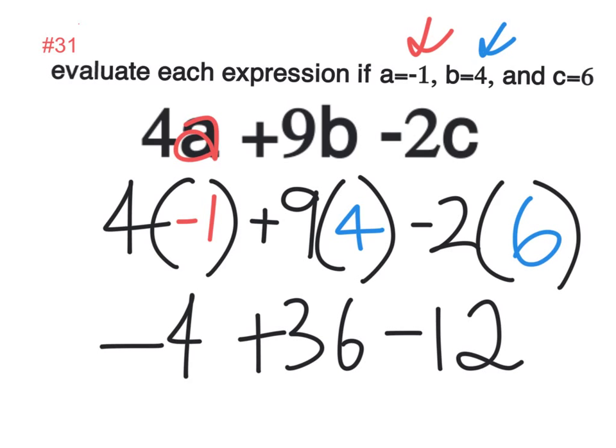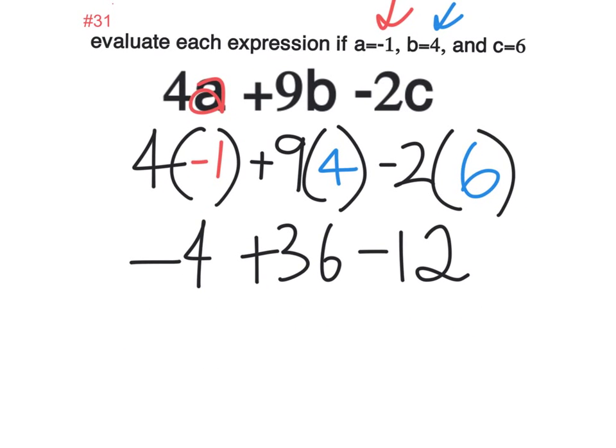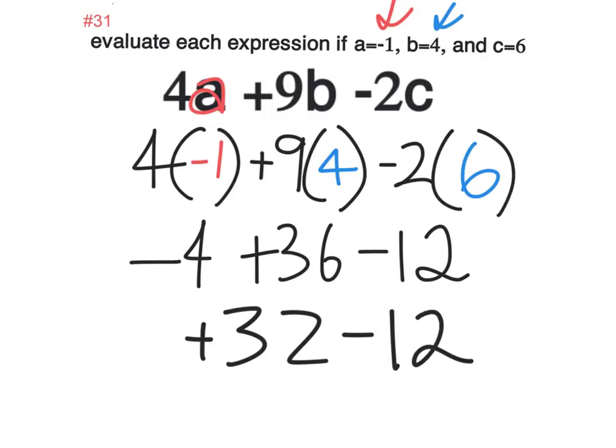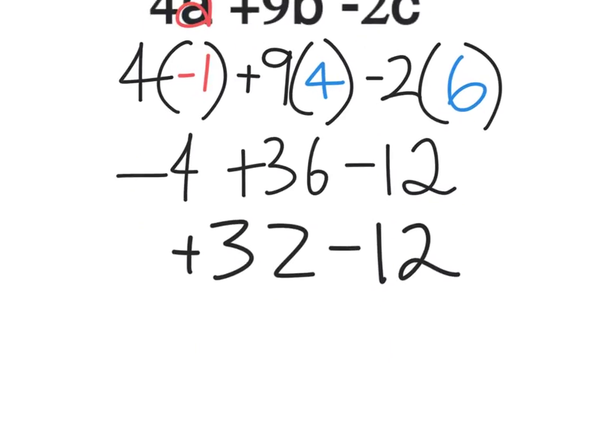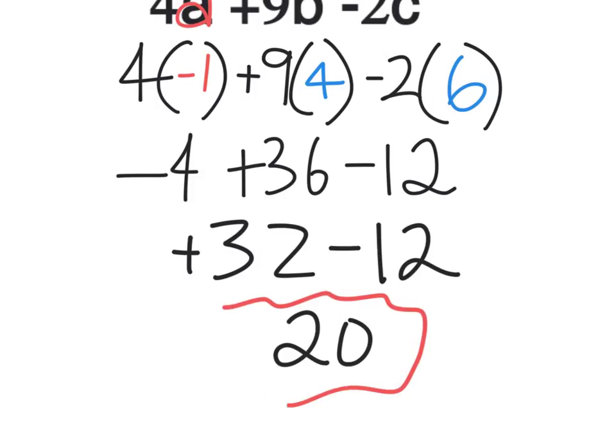And so now we can simply pop this in our calculator. And we know that when we subtract -4 from positive 36, that's going to give us positive 32. And then let's subtract this 12. So we're simply bringing down this term right here. And 32 minus 12 is what? That's going to give us 20. And 20 is our answer.